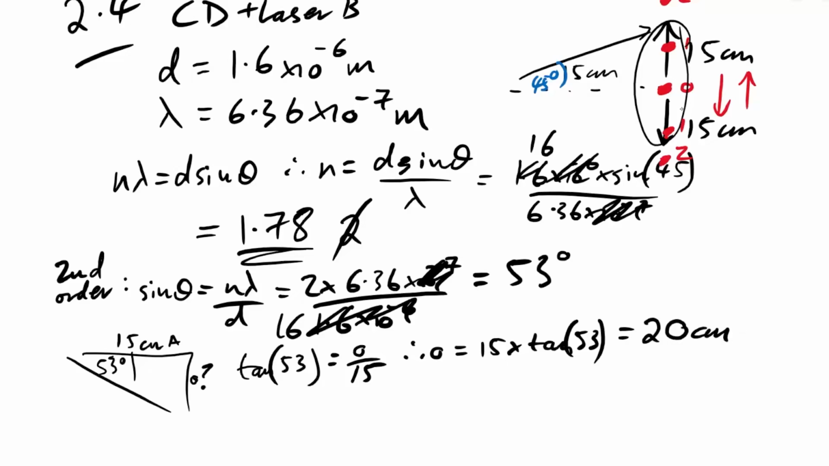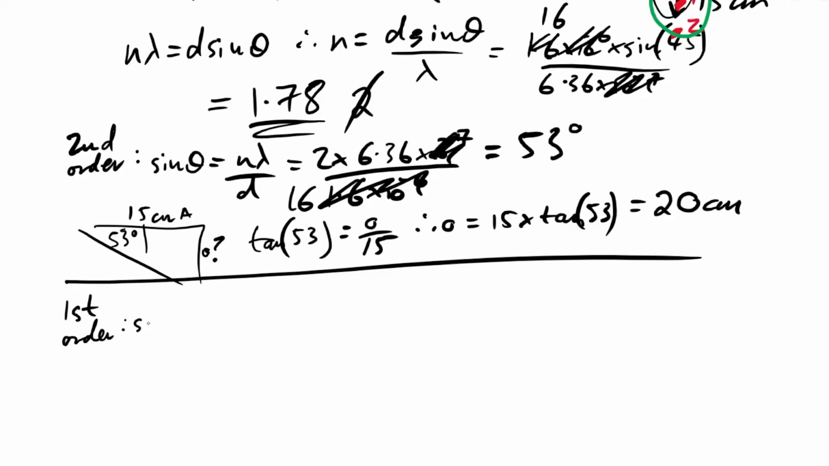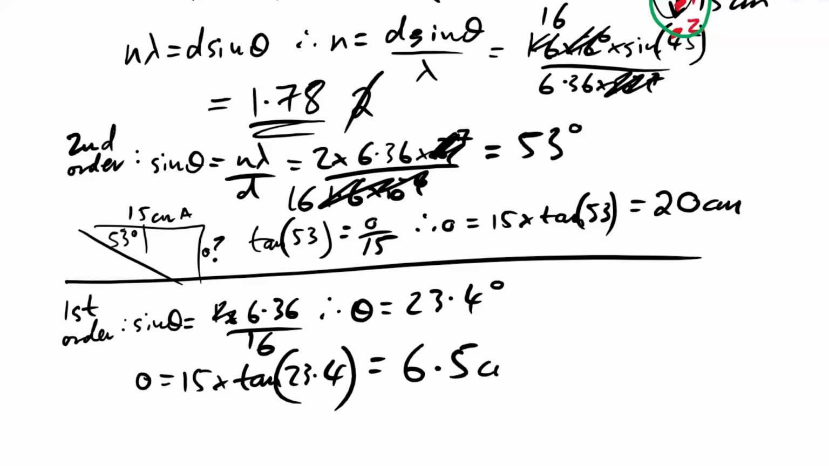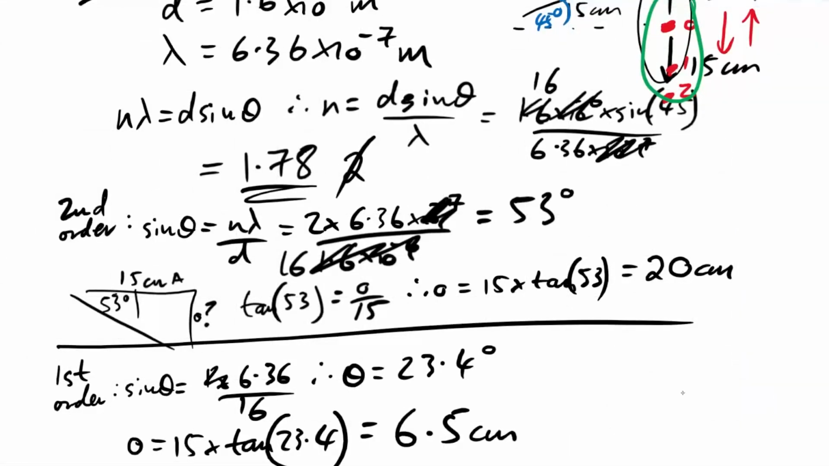So the question is then, if we move it down to here instead to get that second order, are we still going to have this first order showing up here? Well, let's check. So first order. So again, sine theta is equal to just 1 times the wavelength divided by the distance. There we go, little shortcut there. And that gives us an angle of 23.4 degrees. So we're going to say then that the opposite this time is equal to 15 times tan of this angle. And we end up with just 6.5 centimeters. So yes, we can do this.